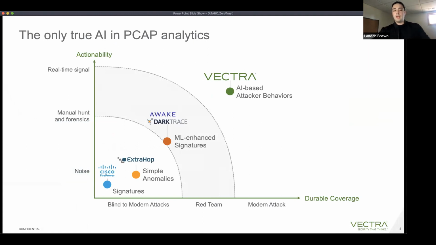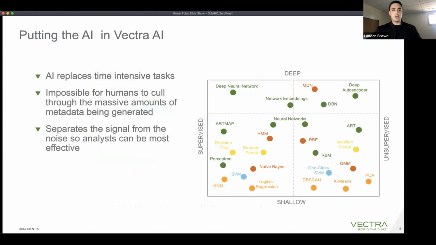Vectra is the only true AI solution that does PCAP analytics. When we look across this space, what we mean by that is we're the only company focusing on surfacing threat activities and malicious behavior using machine learning, right? And so again, across the industry, what we see is a large focus on signatures, a large focus on surfacing data that is anomalous, and also using ML enhanced signatures. And what we're primarily focused on is building purpose-built machine learning models to address each one of these problems in the threat actor space.